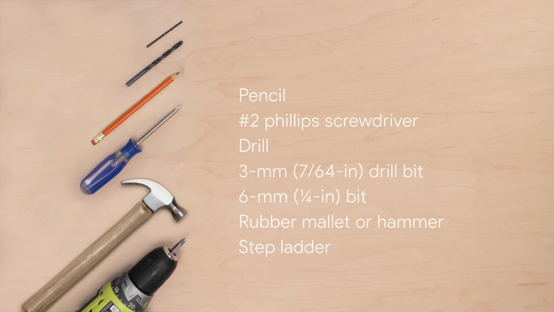You may also need a pencil, a number 2 Phillips screwdriver, a drill, a 3mm or 7/64 inch drill bit for installing on plasterboard or wood, and a 6mm or 1/4 inch masonry bit for hard surfaces like stucco, stone or brick, a rubber mallet or hammer, and a stepladder.